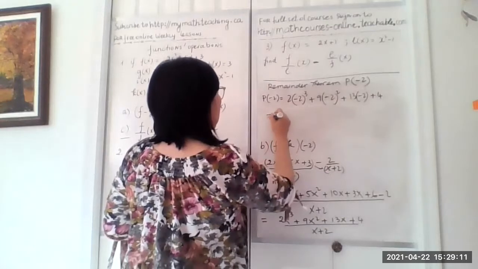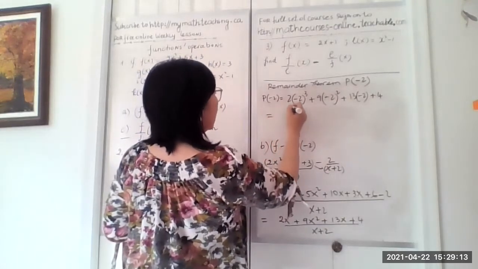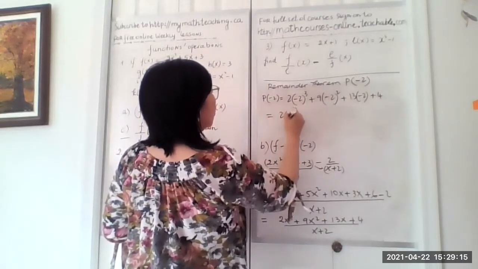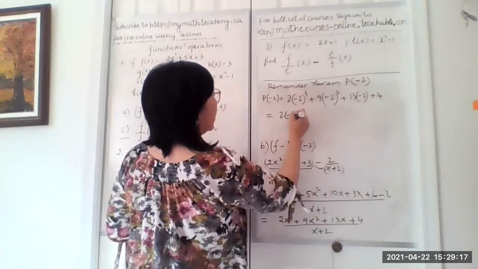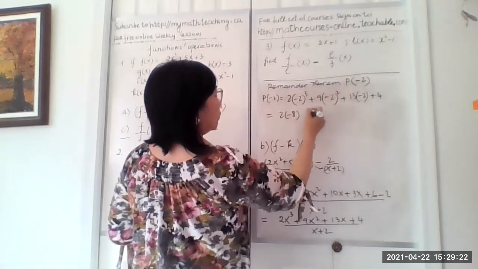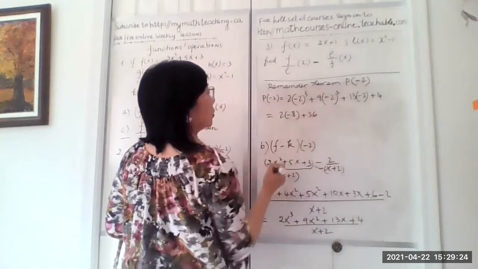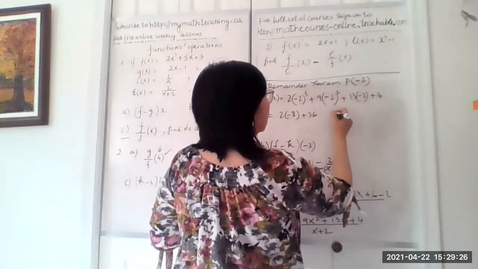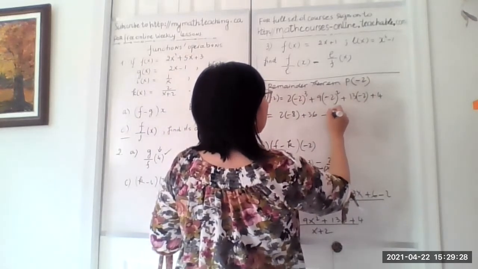Okay, so let's calculate what it becomes. 2 times minus 2 to the power 3 is minus 8. Minus 2 to the power 2 is positive 4. 4 times 9 is 36. 13 times minus 2 is minus 26.